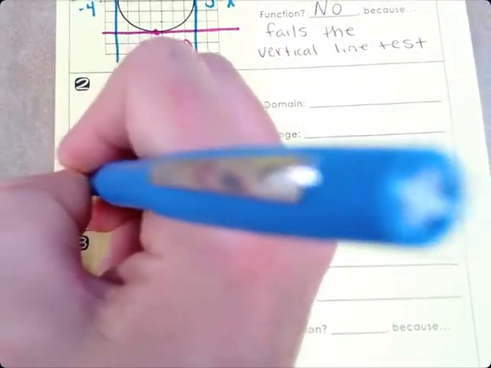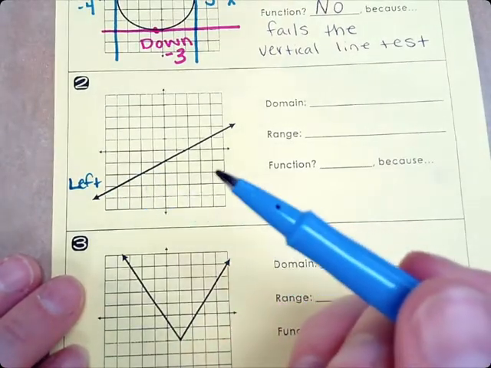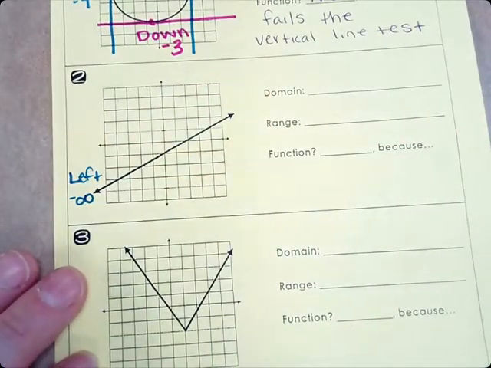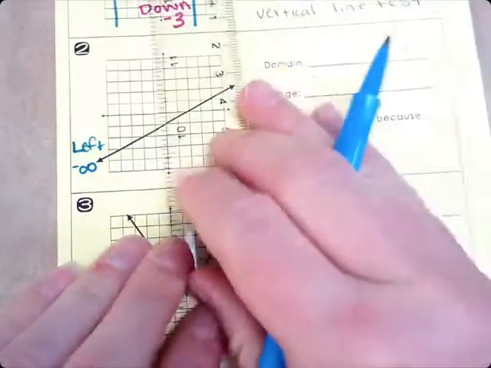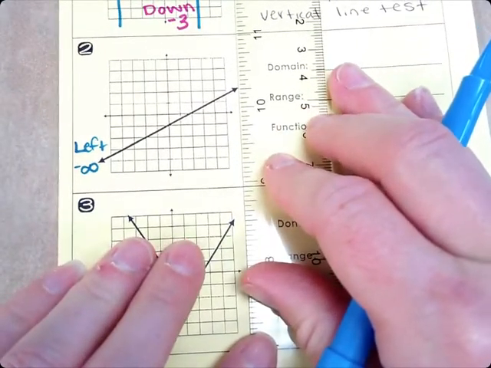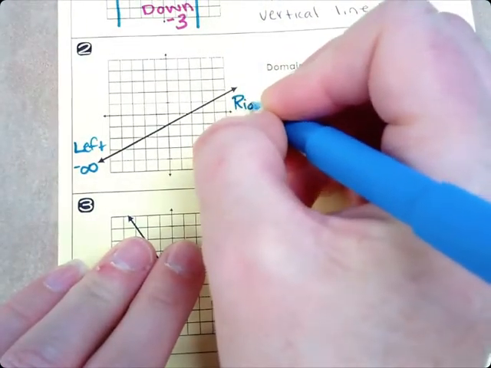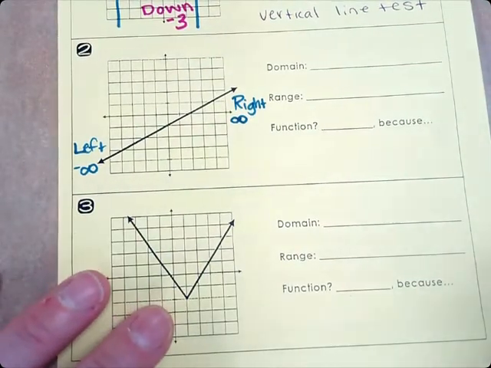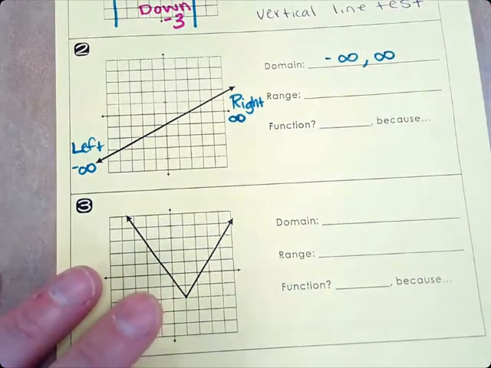So for my left side, it's going on and on forever. It's negative infinity, because it's going to continue to go left forever. Okay, the right, what if I tried to put a fence here? It's also infinity. So right is infinity. So then my domain is negative infinity, positive infinity.